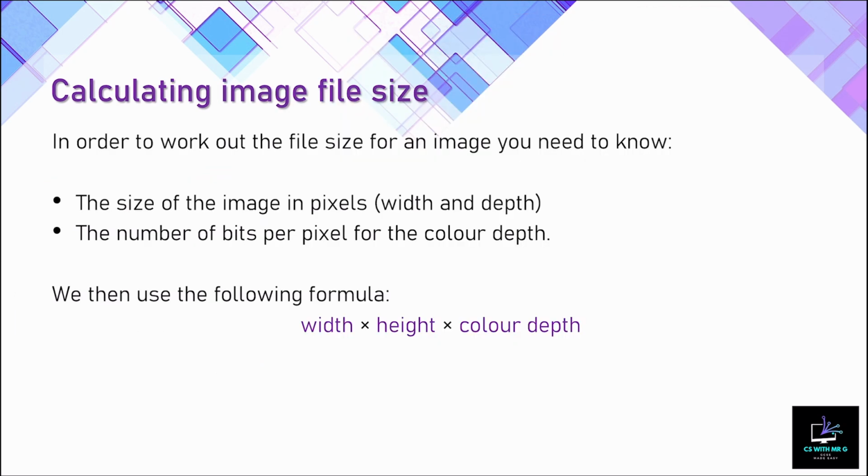So now that we've discussed colour depth and resolution, we're now able to calculate the size of an image file. The formula, very similar to the audio, is simply the resolution multiplied by the colour depth. So the width of the image times the height times the colour depth will give us the answer in bits, and then we convert that into bytes and so on and so forth.